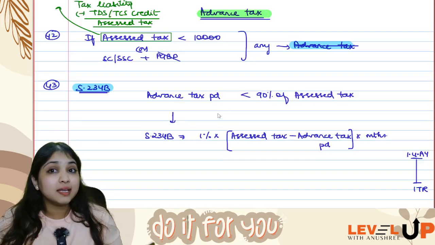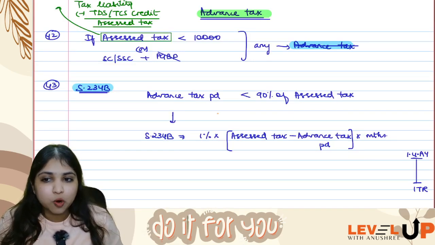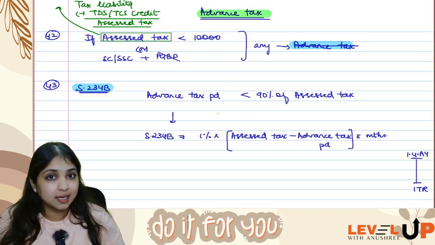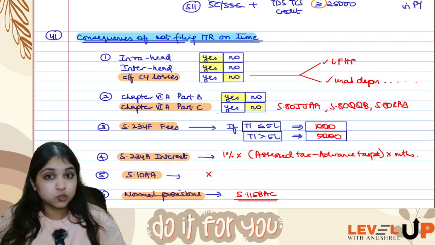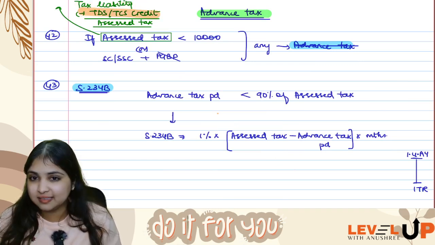Okay. Then coming to advance tax. Relating to advance tax, I have 2 important points. Listen to me carefully. Point number 1, if assessed tax is less than 10,000. We saw assessed tax here also. What do you mean by assessed tax? Assessed tax is nothing but tax liability minus TDS TCS credit.